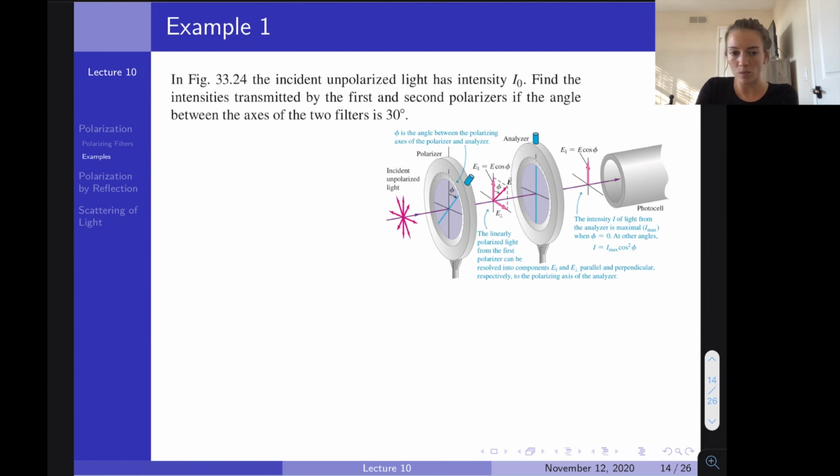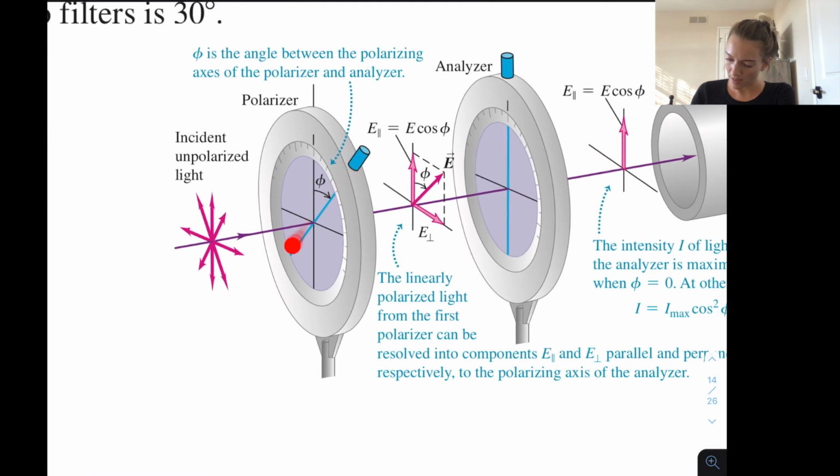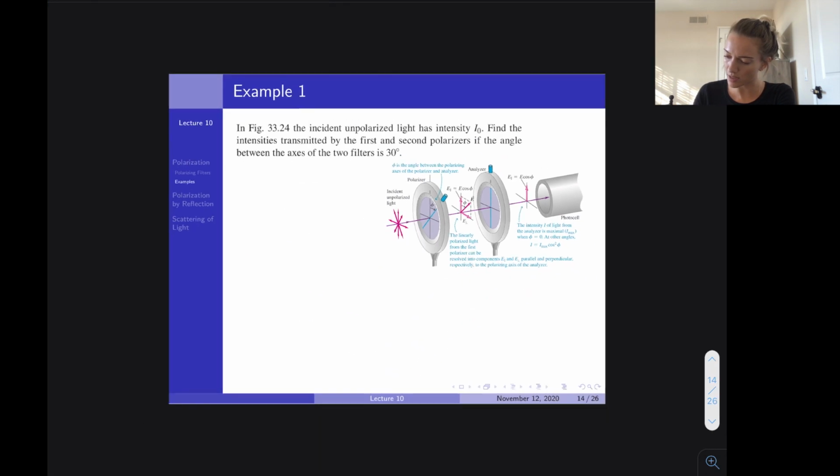So here we'll do a more quantitative example. Here we have the incident unpolarized light in this figure, which has intensity I naught. Find the intensities transmitted by the first and second polarizers if the angle between the axes of the two filters is 30 degrees. So we can see here this first one, phi here, is 30 degrees off the vertical. And then this one is vertical again. So the difference between this polarizer and this polarizer is just 30 degrees.